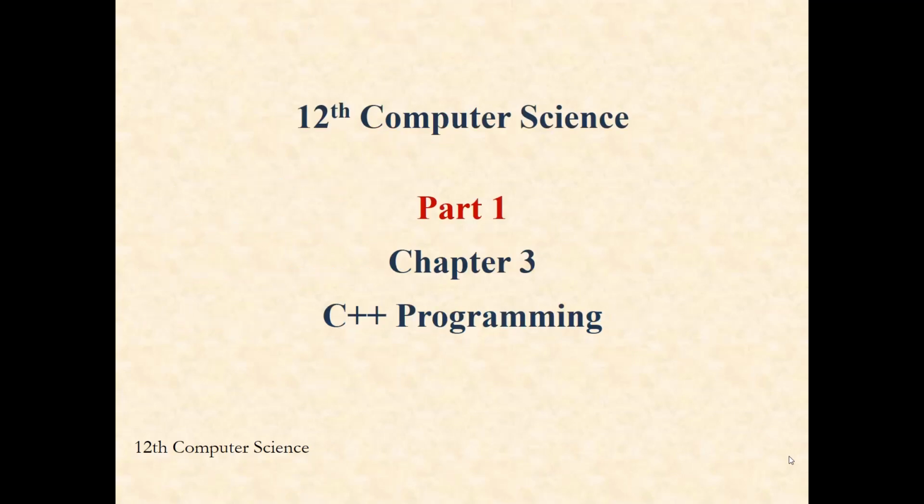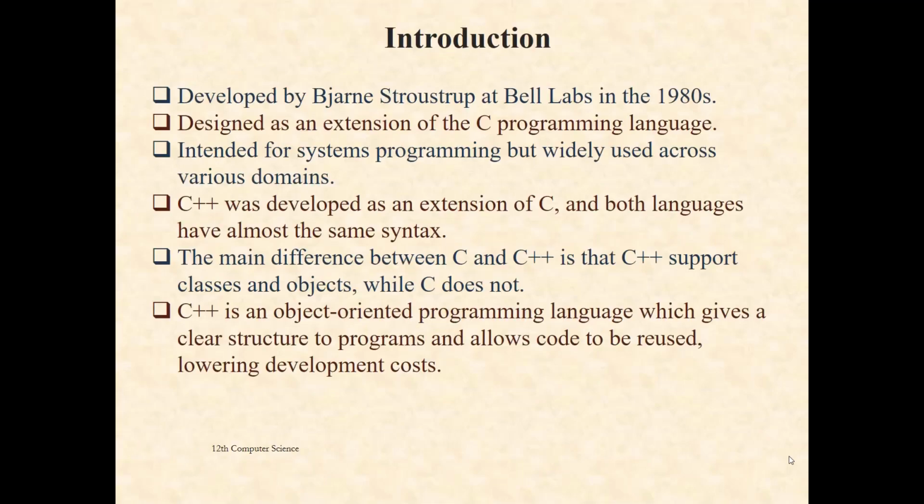Now, as far as Part 1 is concerned, Chapter 3 is C++ programming, and before actually starting the programming, we should know the history of C++. It was developed by Bjarne Stroustrup at Bell Labs in the 1980s. Actually, C++ is designed as an extension of the C programming language. C++ programs are intended for system programming, but they are widely used across various domains.